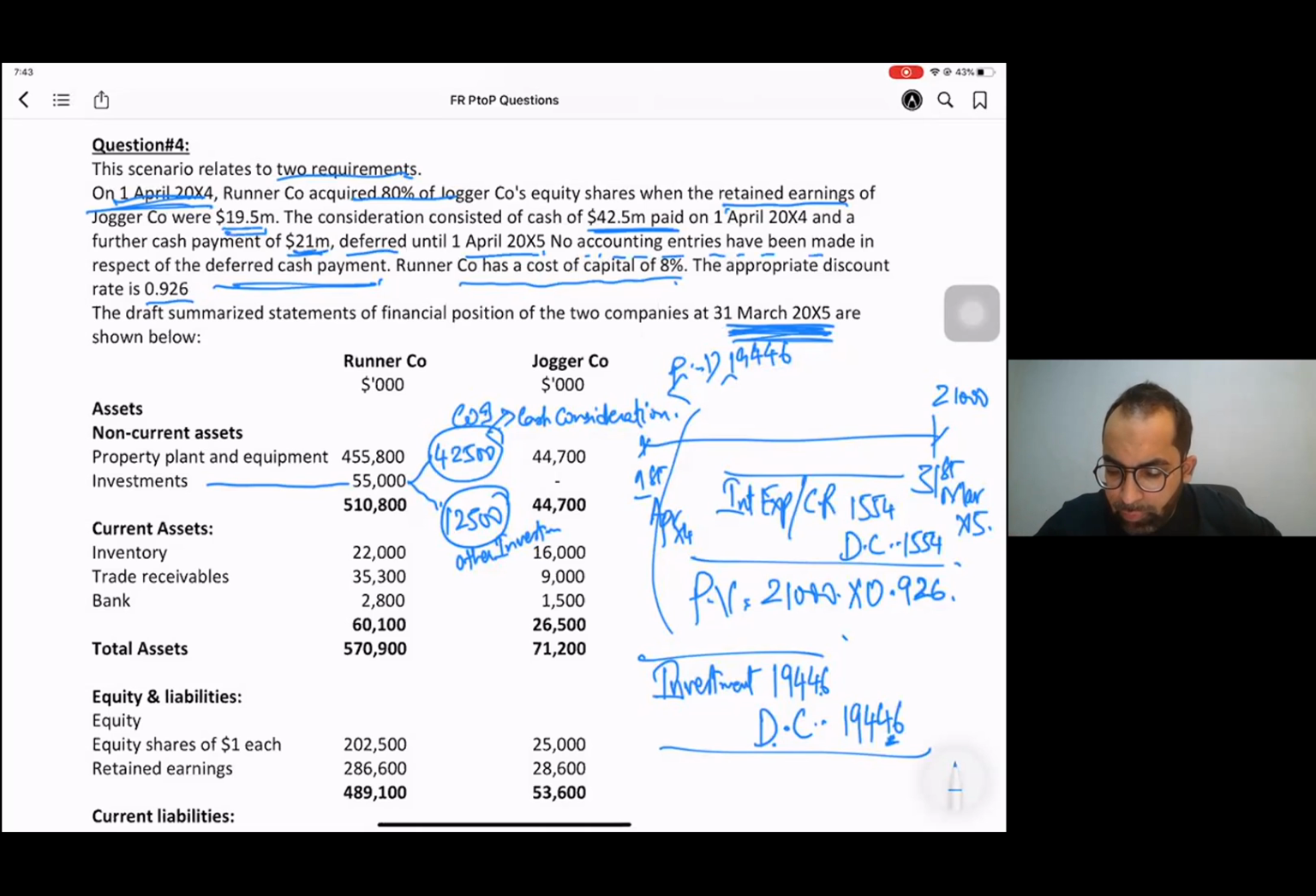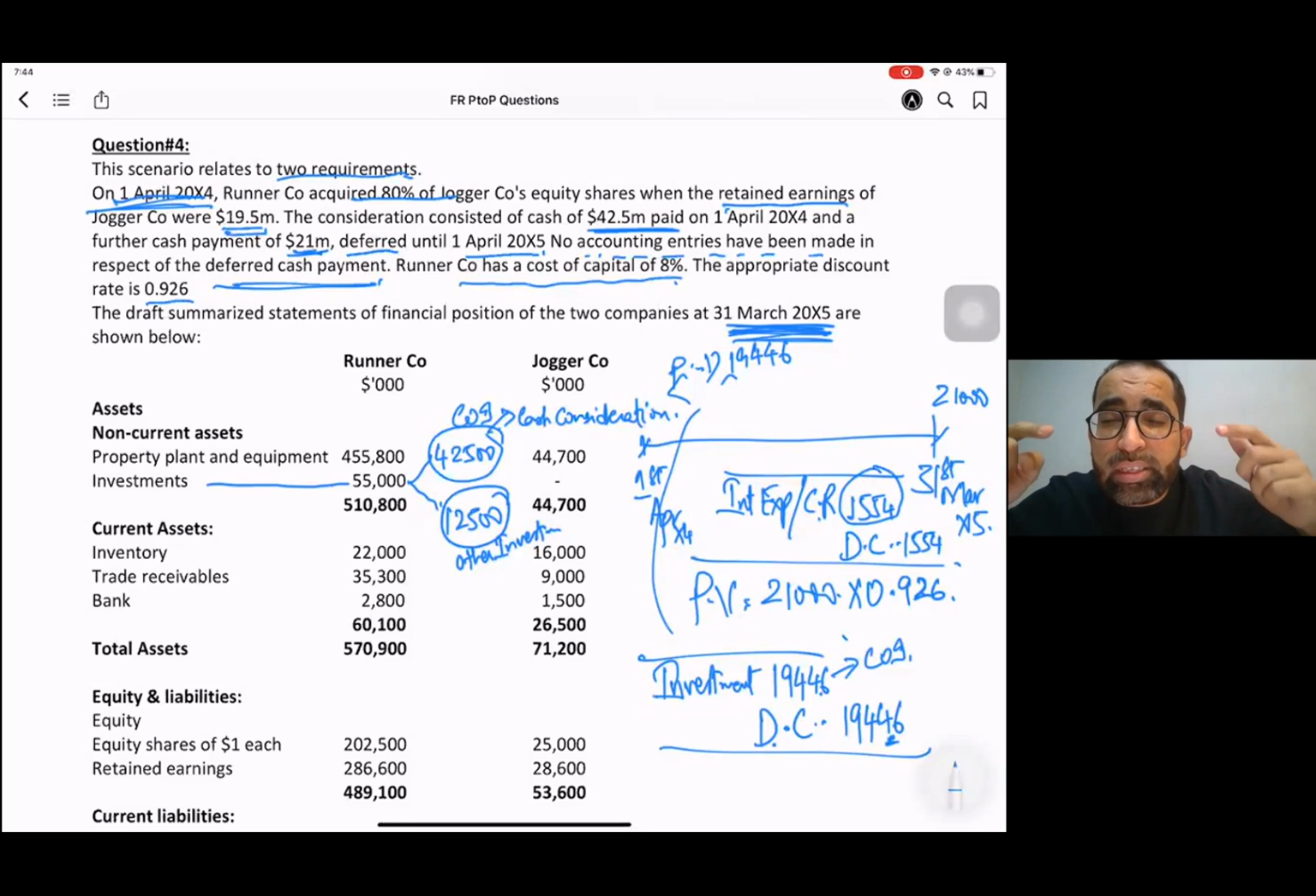Okay, so this investment of 19446 is part of COI, and it will be part of the goodwill calculation. This interest expense of 1554 will hit CR. This will reduce your consolidated reserve.